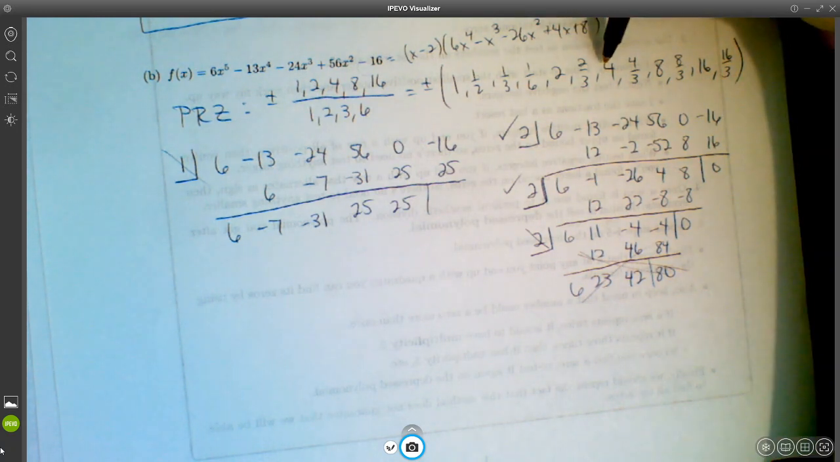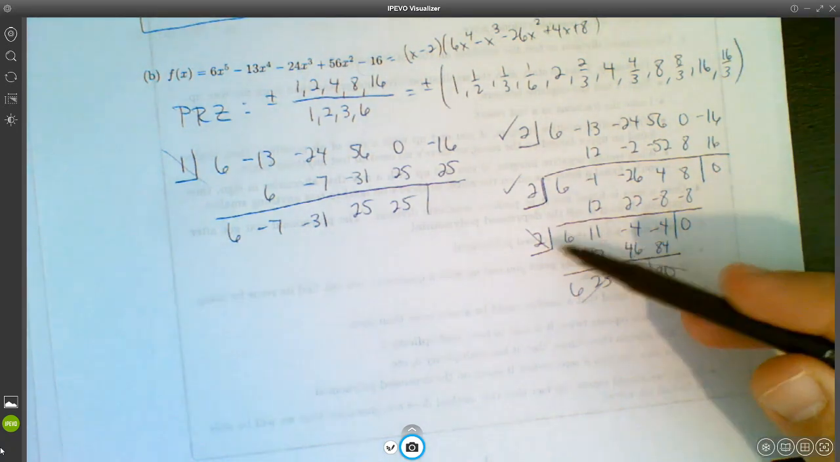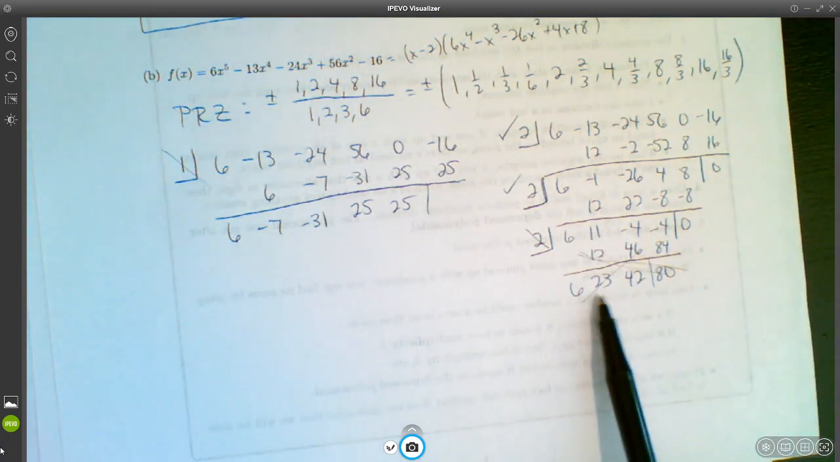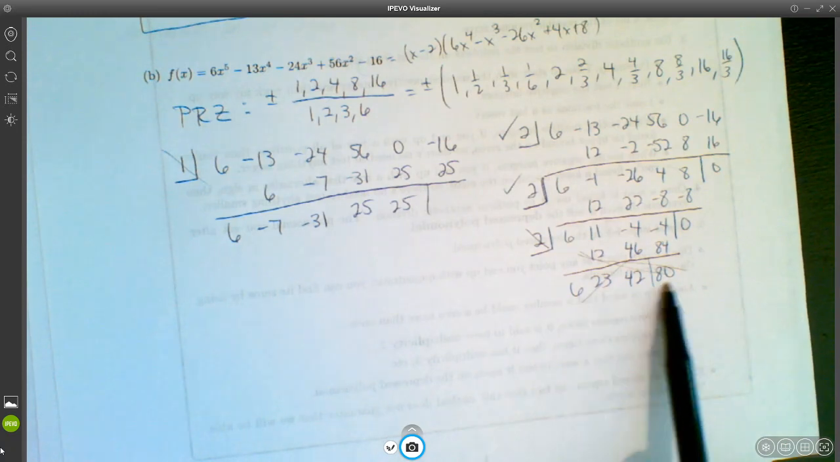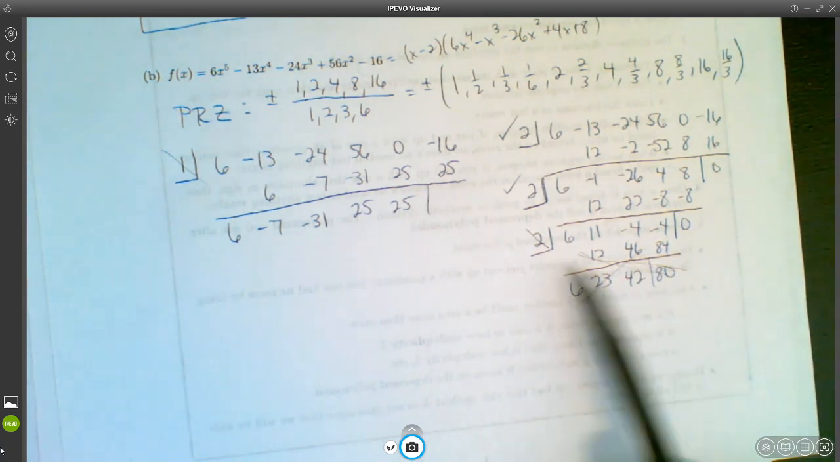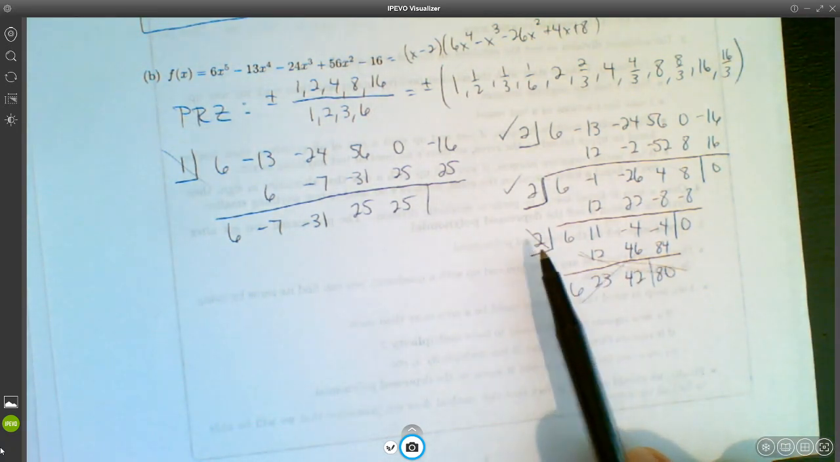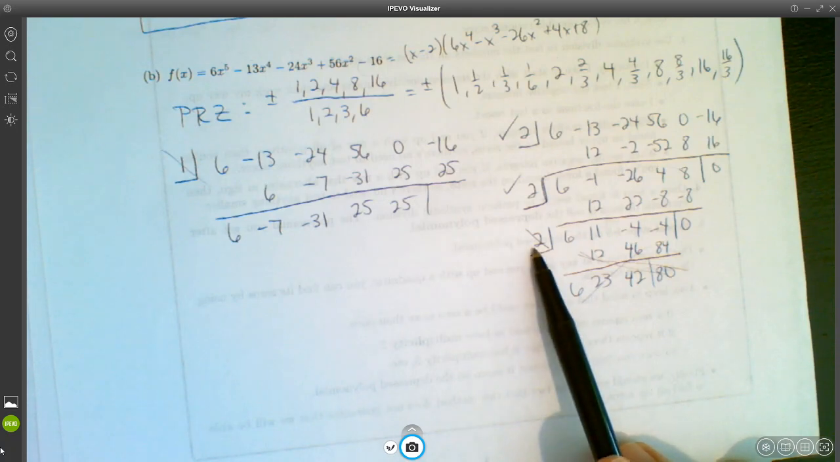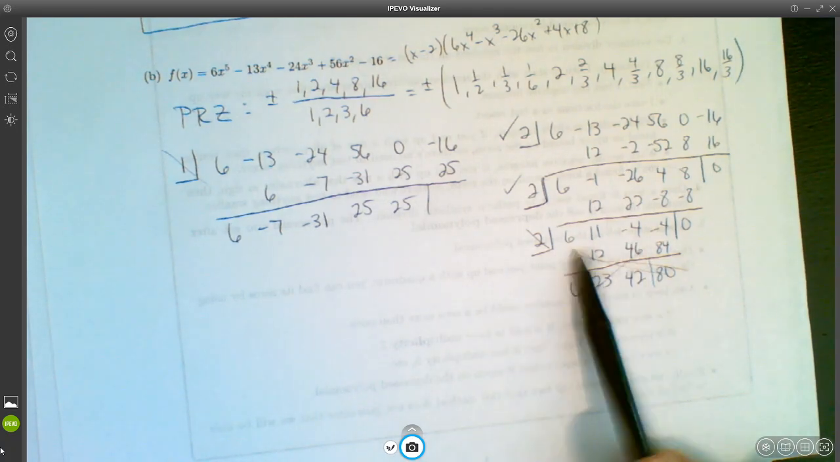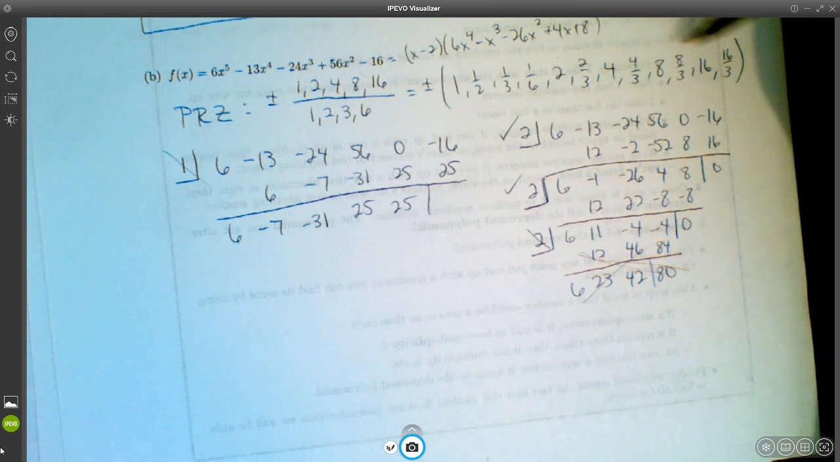Maybe we could try 4. Oh, actually we don't have to, right? Because notice what this did tell us. This last row was all positive numbers. And remember, that means that we found an upper bound on the zeros. So we know that there are no zeros greater than 2 for this polynomial. So I don't need to check 4 or 8 or 16. I don't need to check any of the rest of them.